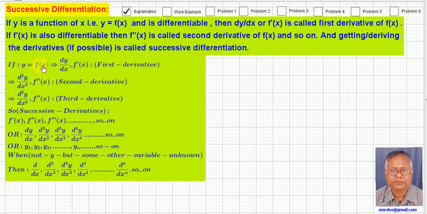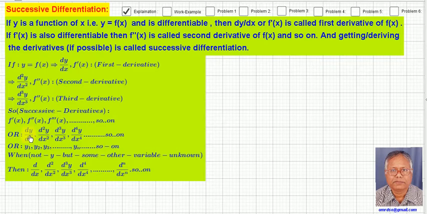If y is a function of x, then dy/dx or f dash x or even y1 is called the first derivative. d2y/dx2, f double dash x or y2 is known as the second derivative. d3y/dx3 or f triple dash x is known as the third derivative. So f dash is the first derivative, f double dash x the second derivative, and f triple dash x is the third derivative.